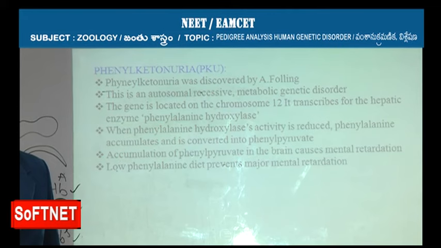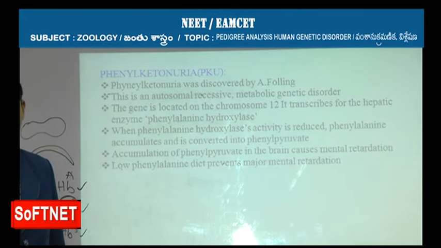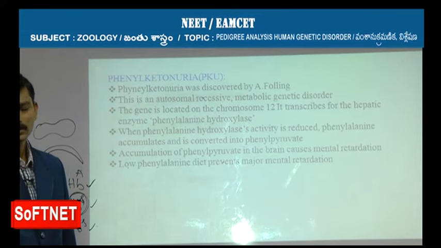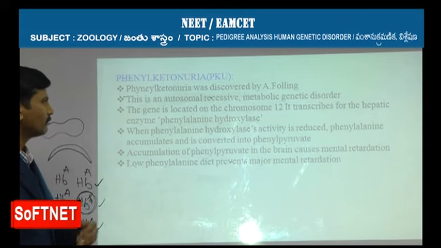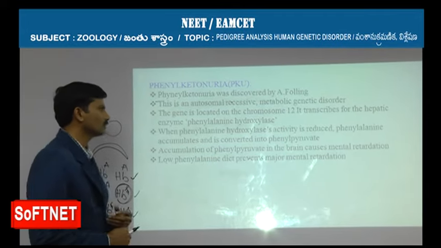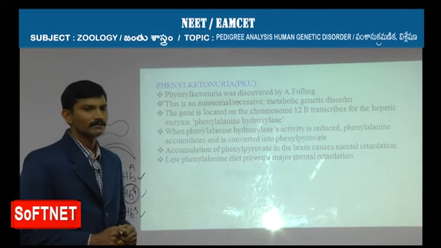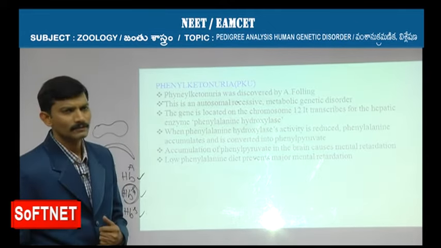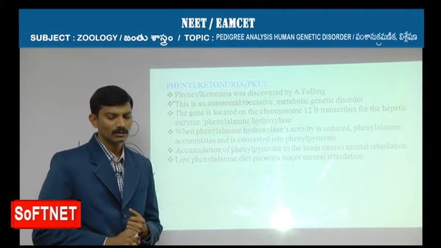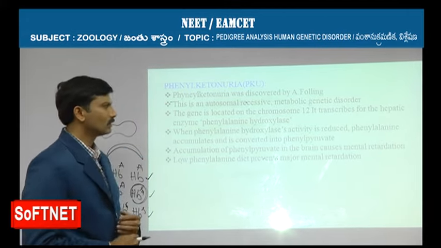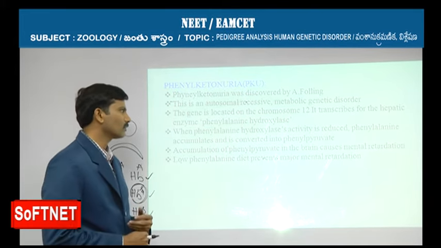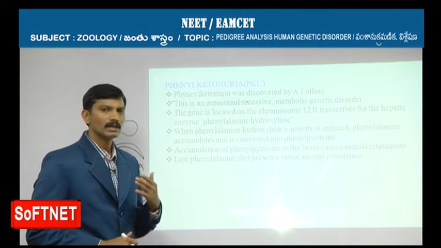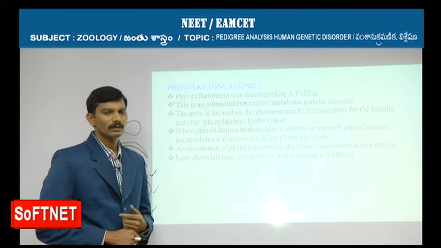And then let's move on to another disorder called phenylketonuria. This phenylketonuria was first discovered by Fölling, and it is an example of an autosomal recessive metabolic genetic disorder. The gene responsible, which undergoes the mutation, is located on chromosome 12. In the normal condition it is responsible for the transcription of an enzyme called phenylalanine hydroxylase. So this is an enzyme which is produced in normal individuals.